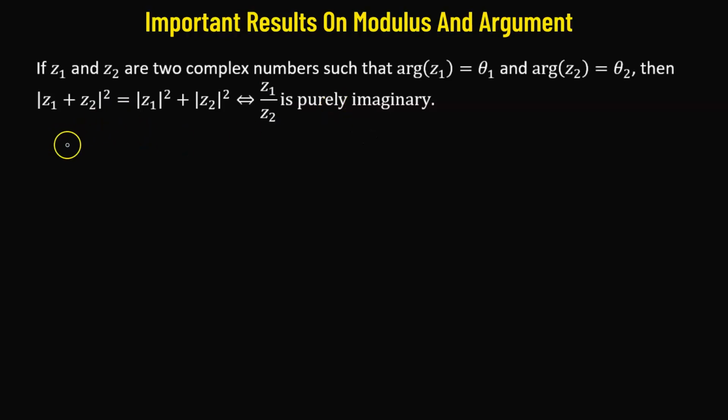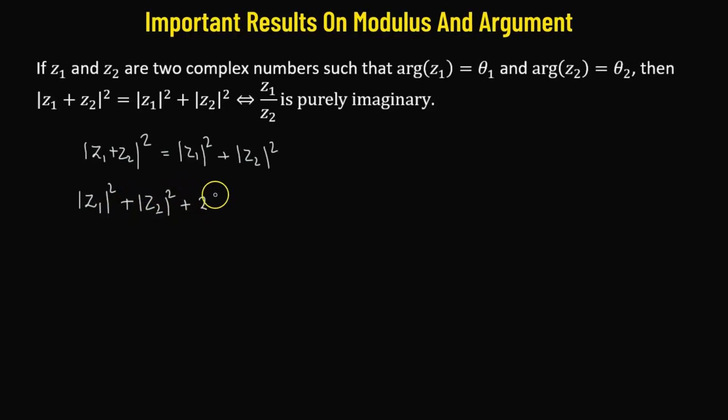So we'll start with the given equation. Here we have the absolute value of z1 plus z2, squared. This is given to be equal to the absolute value of z1 squared plus the absolute value of z2 squared. If we use the expansion of the absolute value of z1 plus z2 squared, this came out to be the absolute value of z1 squared plus the absolute value of z2 squared plus 2 times the absolute value of z1 times the absolute value of z2 times cosine of theta 1 minus theta 2. This is given as equal to the absolute value of z1 squared plus the absolute value of z2 squared.